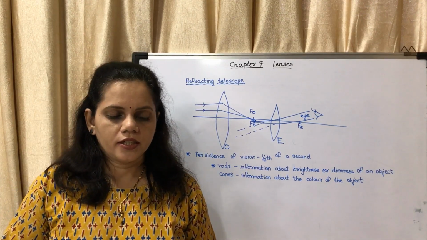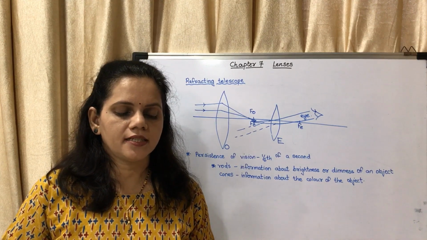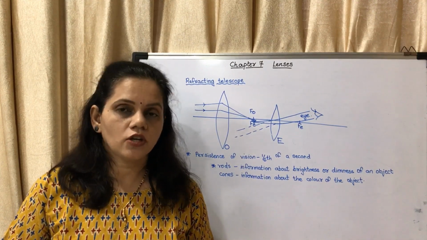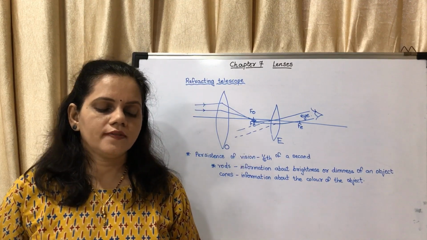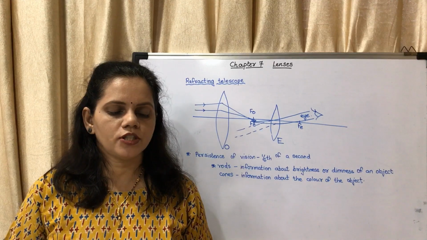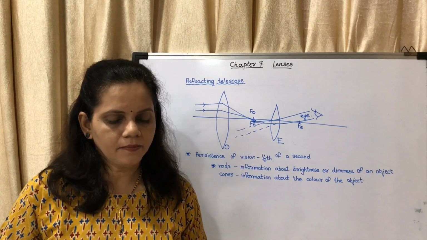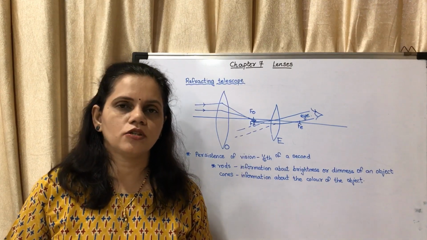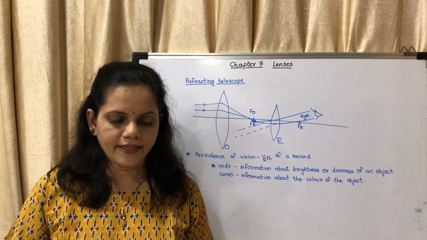Next is optical instruments. There are different other optical instruments in which convex lenses are used. Convex lenses are used in various other optical instruments like camera, projector, spectrograph, etc. Convex lenses are used in spectacles also for correcting farsightedness.